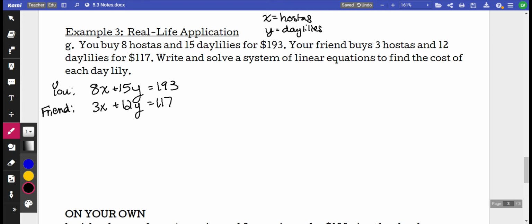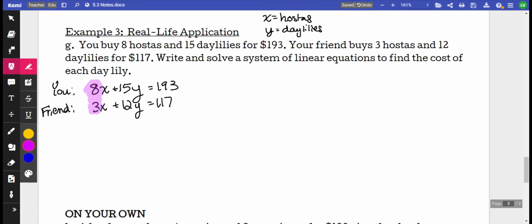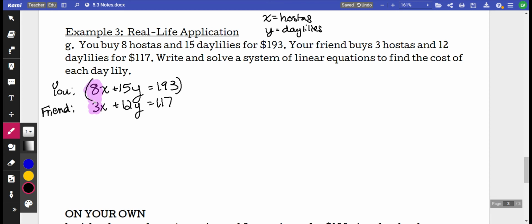Now we're going to go in and figure out the cost of each daylily. So we either need to make the x's the same or the y's. So the x's, 8 and 3. The y's, 15 and 12. So I'm going to get the x's the same because those are smaller numbers. So 8 and 3 can both fit into 24. To get 8 to become 24, you have to multiply it by 3.